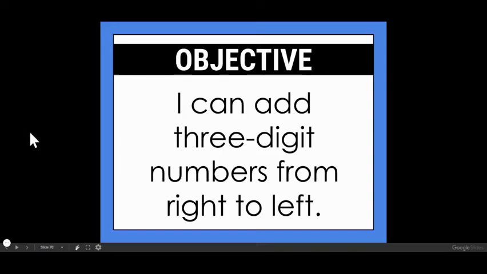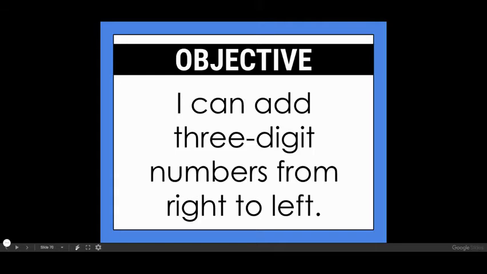Our objective for today is I can add 3-digit numbers from right to left. So we've already learned 2 other strategies. We learned about using the base 10 blocks in our HTO chart. And then we also learned about branching, which was also in the HTO chart, but instead of the blocks, we have the numbers in there.